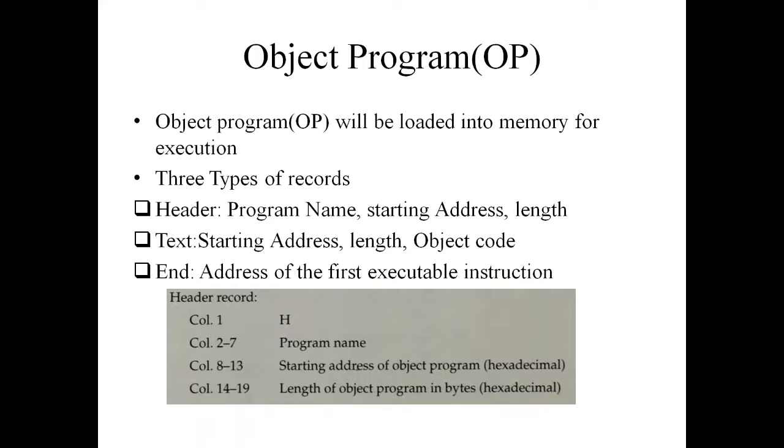Next, you will be seeing some columns in all three records. Firstly, we'll see the header record. The header record's first column contains H. H indicates header. Then columns 2 to 7 contain the program name, which means 6 columns. Next, columns 8 to 13, again 6 columns, contain the starting address of the object program. Next, columns 14 to 19 contain the length of the object program in bytes.